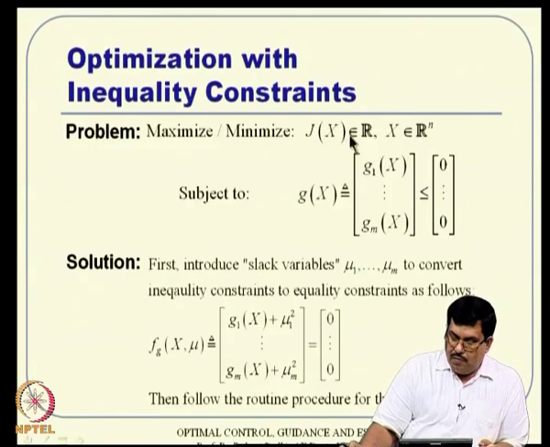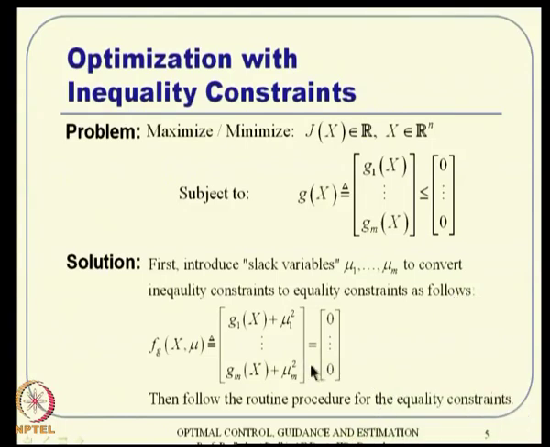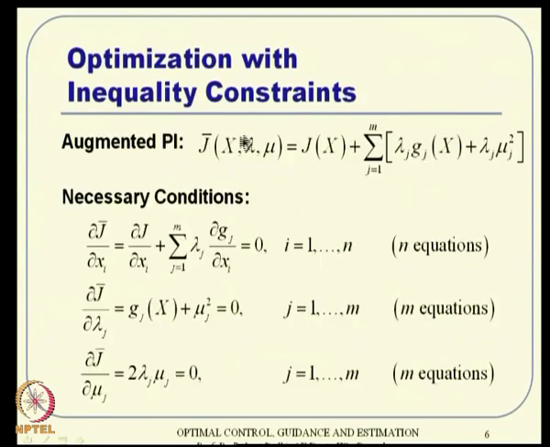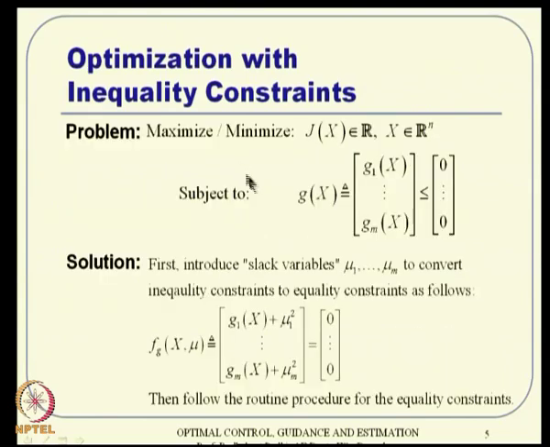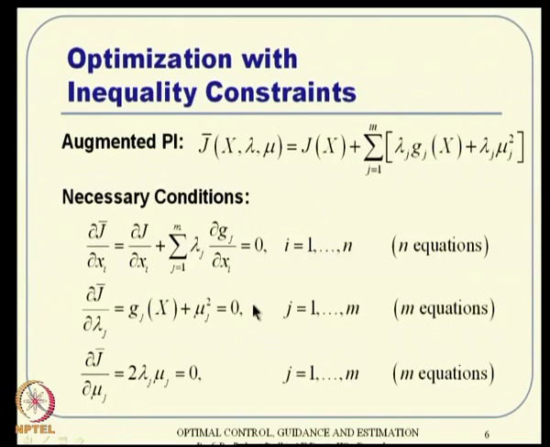Anyway, this is a problem of maximize or minimize j of x subject to this constraint, which is an equality constraint basically. Now, if you look at this, we know how to handle equality constraints. First we construct a j bar, which is a function of x and lambda, but also these mu's, which are free variables, slack variables. So this is actually a function of all these quantities: x, lambda and mu.